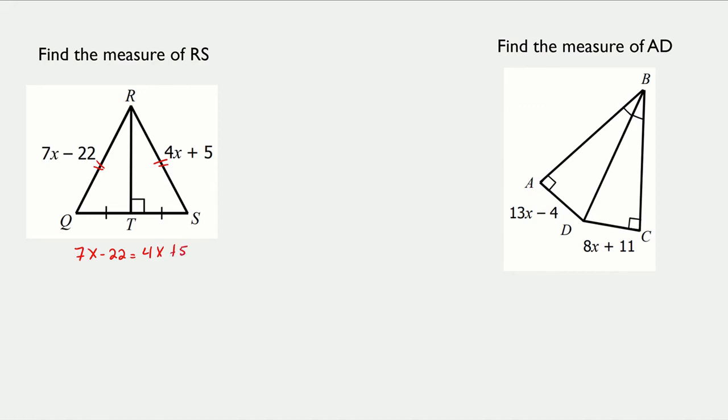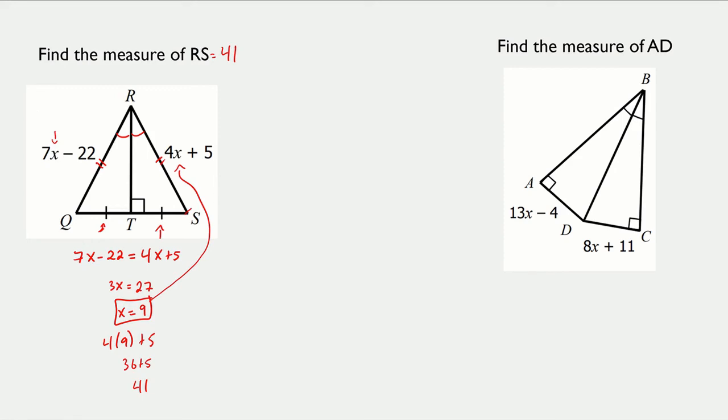So I state 7x minus 22 equals 4x plus 5. Subtract 4x from both sides. Add 22. Divide by 3, and we get x to be 9. Once we know what x is, we simply substitute it back in, and we simplify. So in this case, 36 plus 5 is equal to 41. So RS is 41, we're good there.